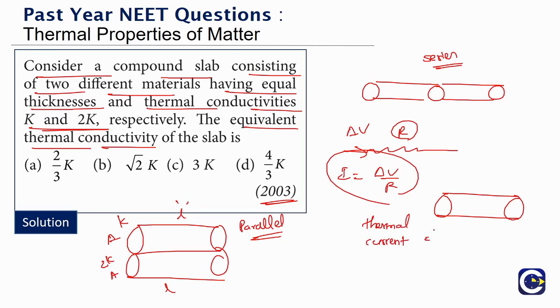which is nothing but the amount of heat going through that particular object through conduction divided by the time taken. Thermal current will be Ka by L into delta T. So here delta T is the temperature difference between the two ends. That is the driving force here.